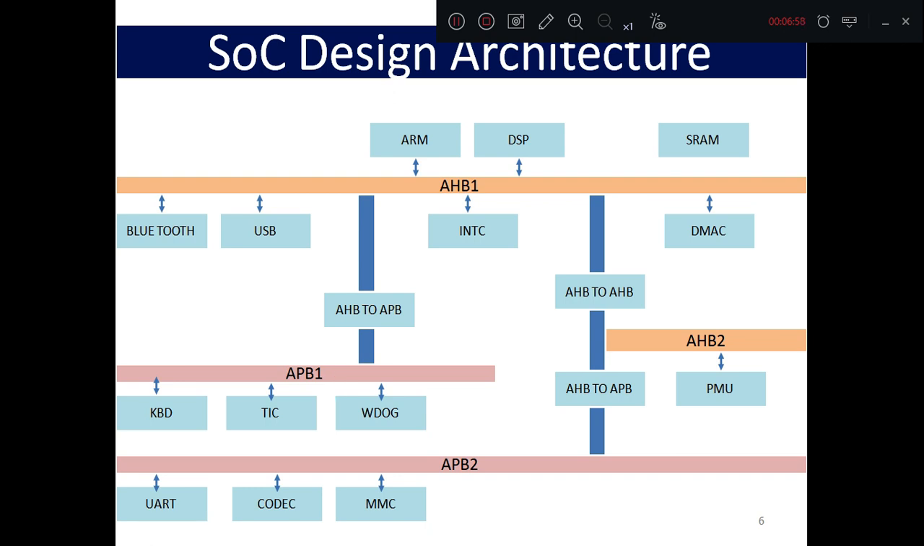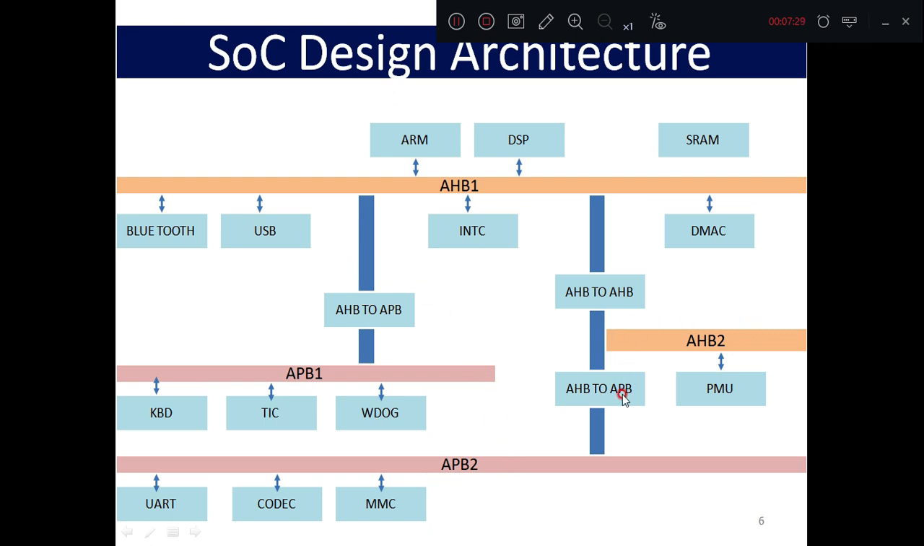Now AHB to APB, as I told, is called the bridge protocol, which connects AHB1 to the APB1. And when do we require this AHB to APB? This one connects AHB to AHB. This is also an AHB bus and this is also an AHB bus. So it is connecting AHB to APB, and again this point connects AHB to APB. There is APB1 and APB2.